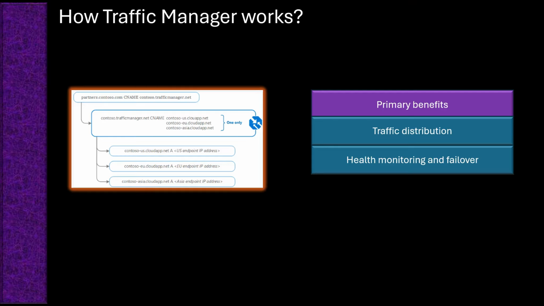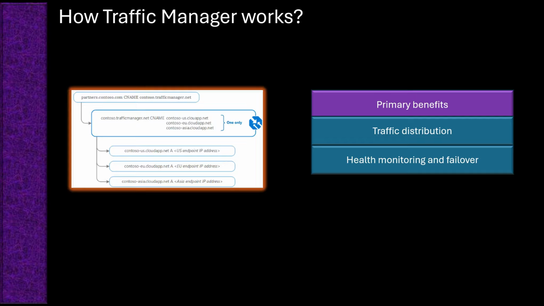Azure Traffic Manager gives you control over how traffic is distributed across your application's endpoints, which can be any internet-facing services hosted within or outside of Azure. It offers two primary benefits: traffic distribution and health monitoring and failover. When it comes to traffic distribution, Traffic Manager routes incoming requests based on one of several customizable traffic routing methods, such as performance-based or priority-based. And when it comes to health monitoring and failover, it continuously monitors endpoint health and automatically reroutes traffic if an endpoint fails.